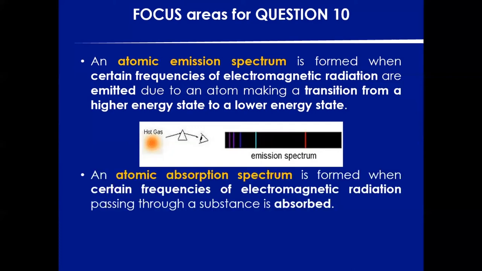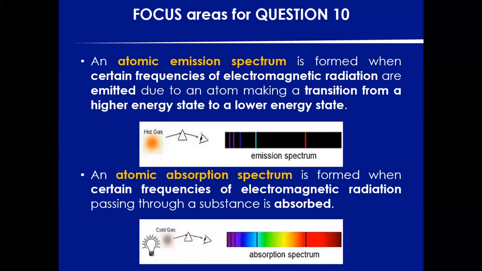Then an atomic absorption spectrum is formed when certain frequencies of the electromagnetic radiation passing through a substance are absorbed. It happens when light passes through a cold gas and some of the frequencies are absorbed and will be missing.